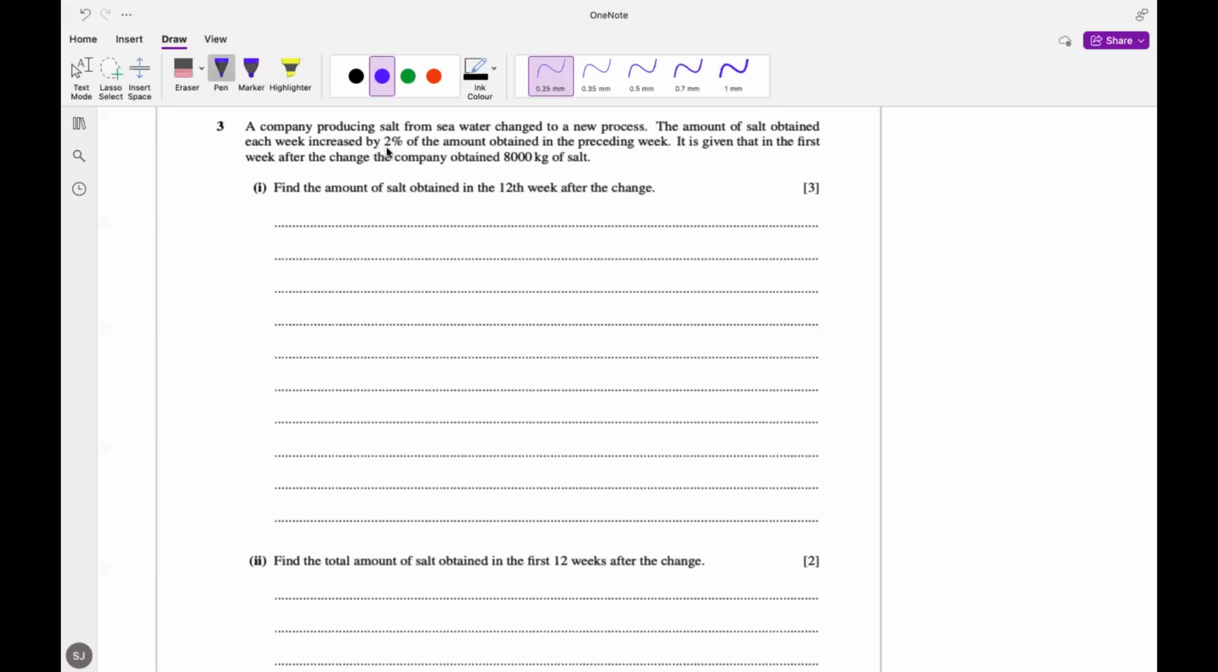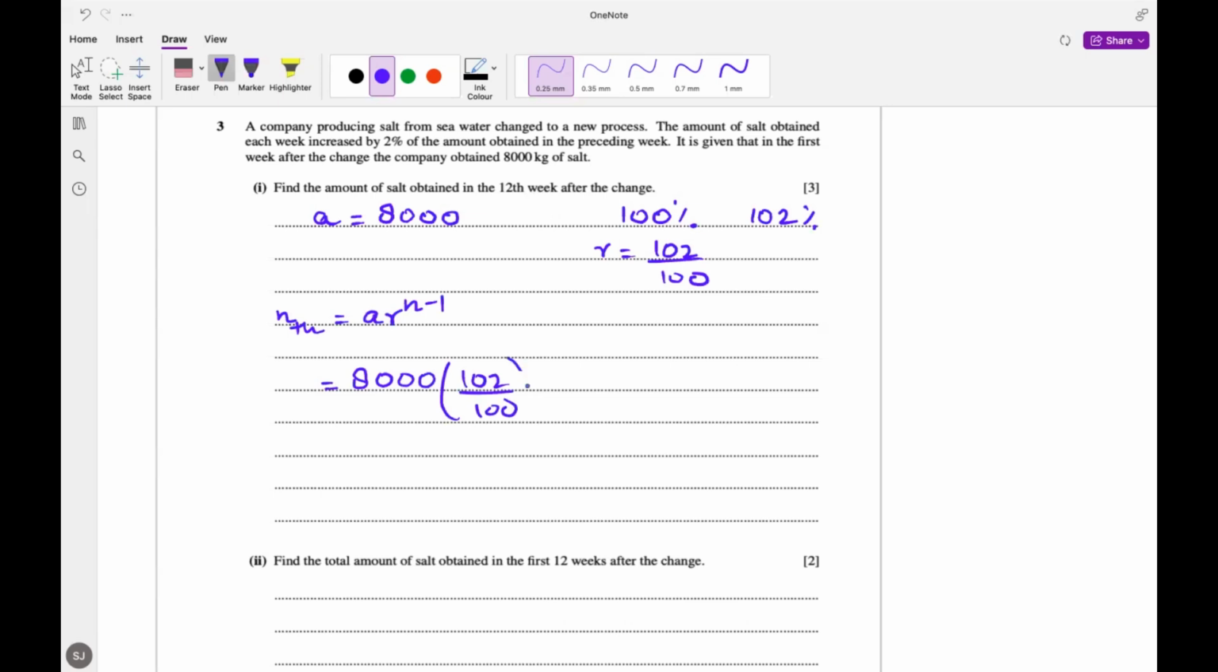Now, as we know that the increase or decrease is by a percentage, we know it is a geometric progression where the first term is 8,000. As the increase is 2% each week, let's say for the first week it was 100% of the amount, the next week it will be 102%, and so on. So the common ratio will be 102 upon 100. The formula for the nth term is ar to the power n minus 1. For the 12th week, we'll write it as 8,000 times 102 upon 100 to the power 12 minus 1.